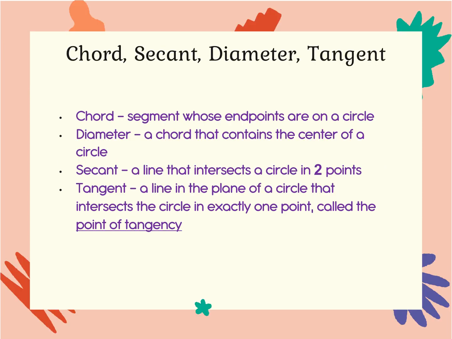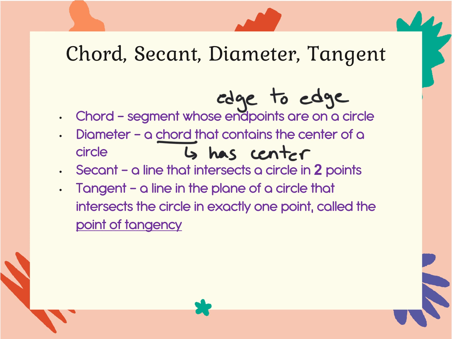So now we have the chord, the secant, the diameter, and the tangent. The chord is a segment whose endpoints are on a circle. Those points are edge to edge. The diameter is a chord that contains the center of the circle. So diameter is just another chord, but the key is that it crosses through the center. That's the whole difference between a chord and a diameter.